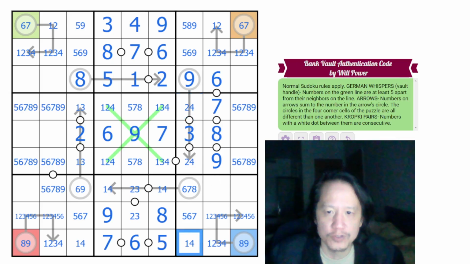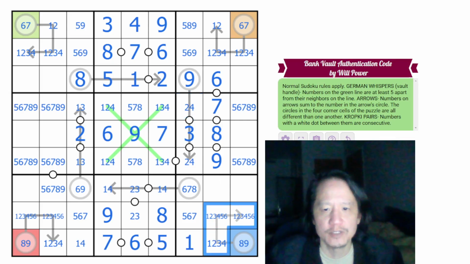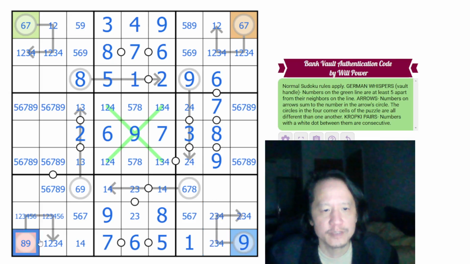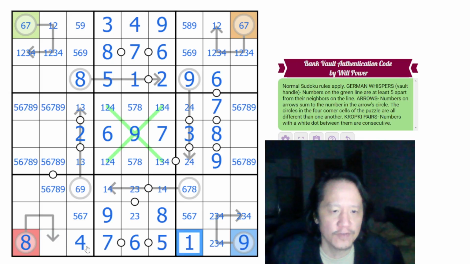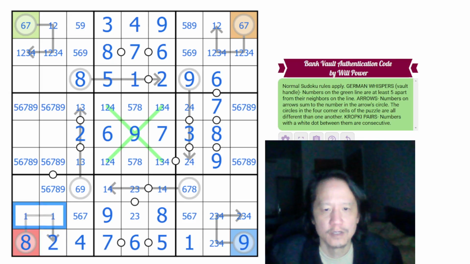This can't be 4, so this must be 1, which means this has to be 2, 3, and 4 here. So therefore, this is 9. This has to be 8. This is a 4. So it has to be specifically 1, 2, and 5. Well, this can't be 1 or 4. So this has to, it can't be 1 or 5, so this is 2, which makes this 1 and 5.